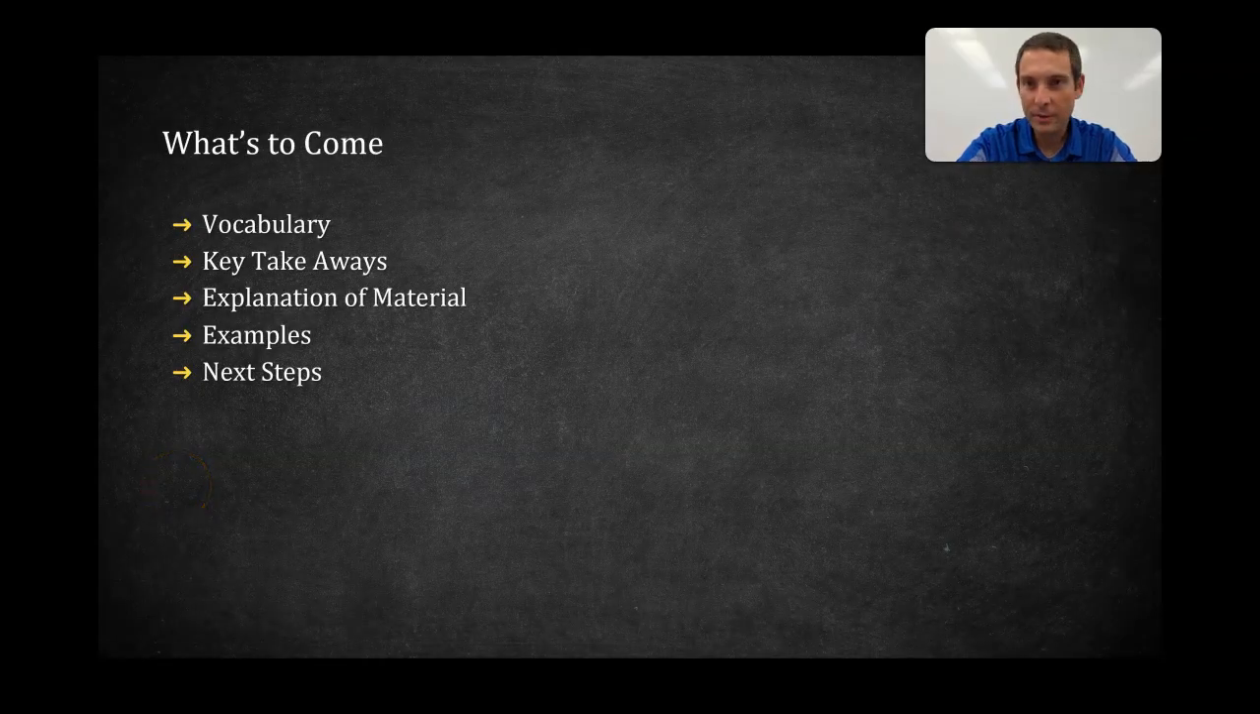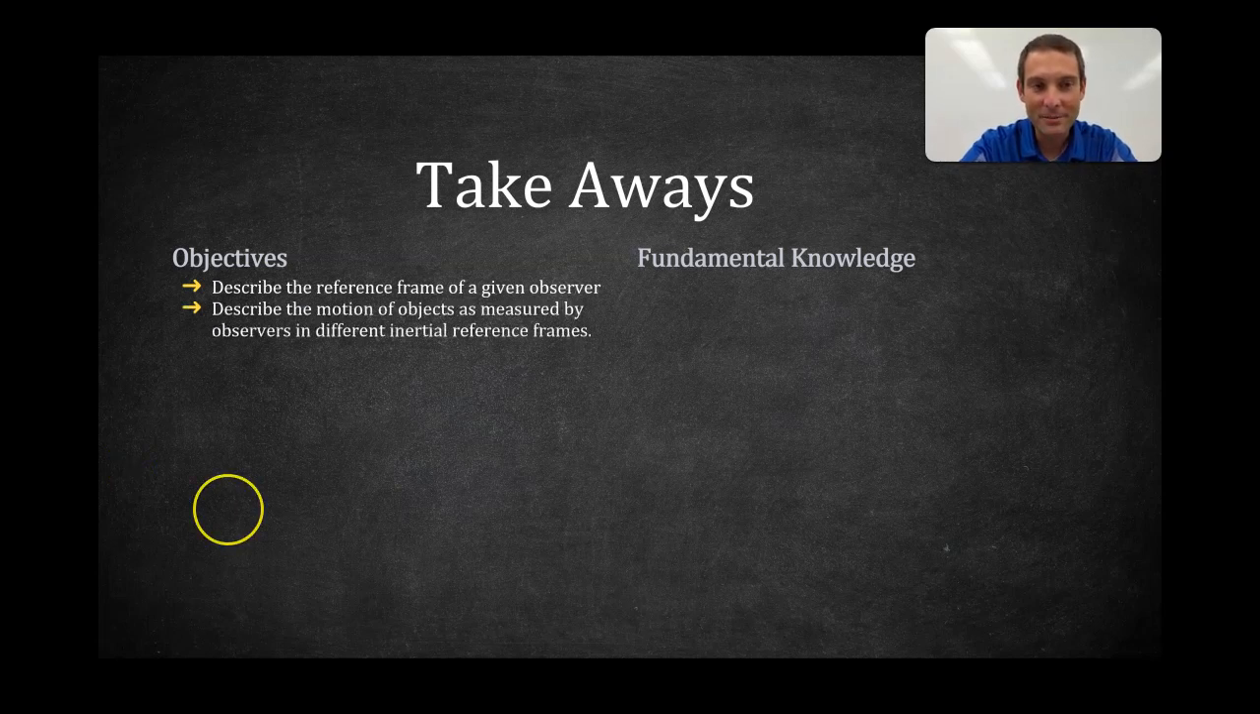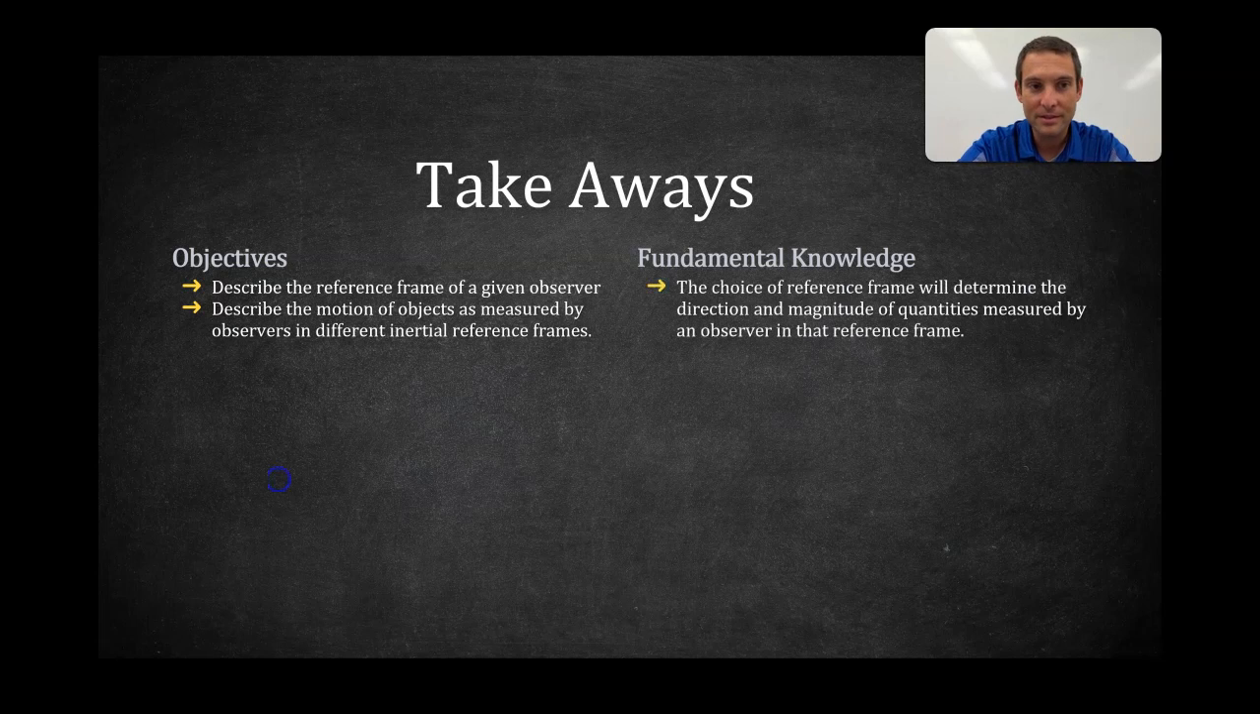Here's our order of how we'll get through this lesson. Some takeaways in the forms of objectives that you will know by the end of this lesson. Describe the reference frame of a given observer. Describe the motion of objects as measured by the observers in different inertial reference frames.